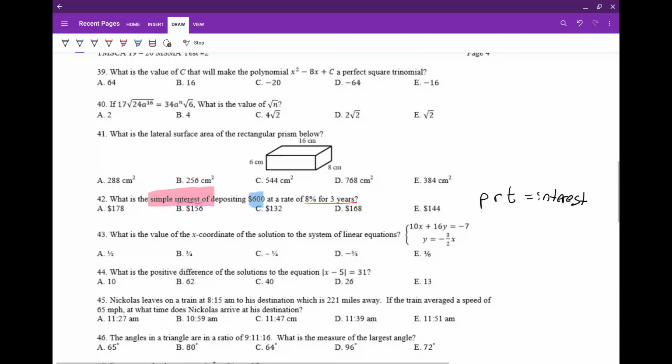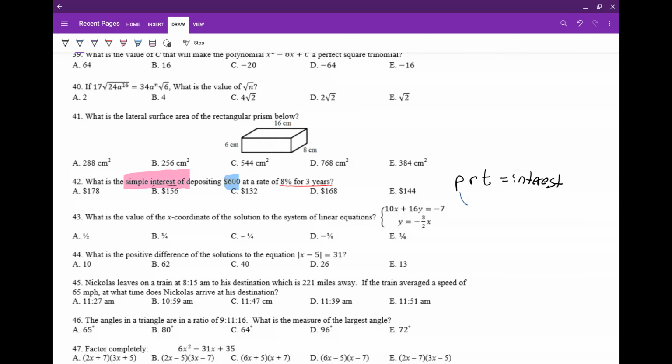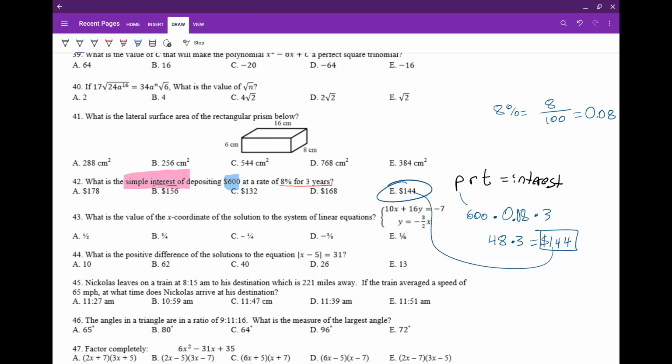So if we were to plug it in, your deposit is 600, that's your principal. You multiply that by your rate, which is 8%. Okay, so 8% is equal to 8 per 100, which is equal to 0.08. So you write your rate in decimal form, 0.08 times time, which is 3 years. And so when I multiplied everything, I got $144. That's your interest. Answer choice E.